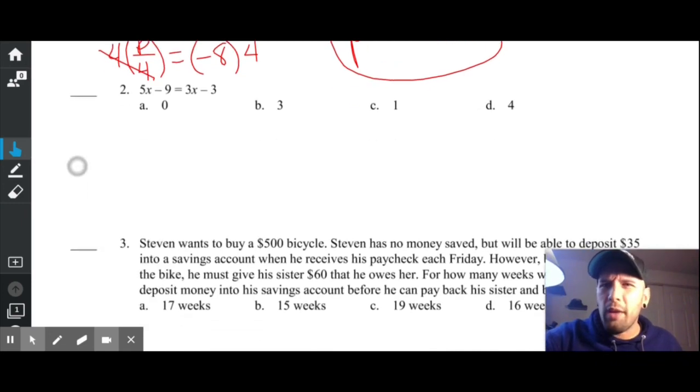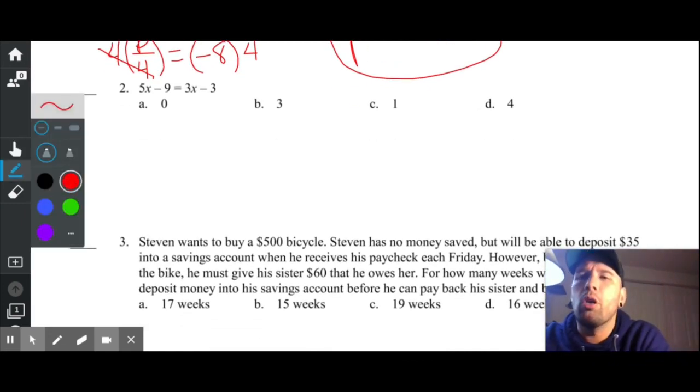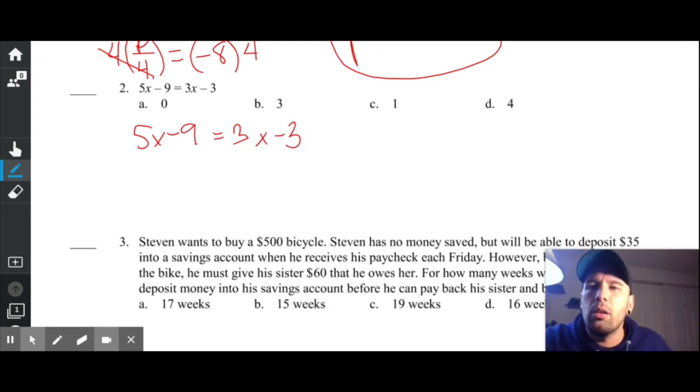We got 5x minus 9 equals 3x minus 3. So let's write that out. Let's get rid of the smallest x. You see a 3x on the right side and a 5x on the left. Let's get rid of the smallest x, and that would be 3x. So minus 3x, minus 3x.